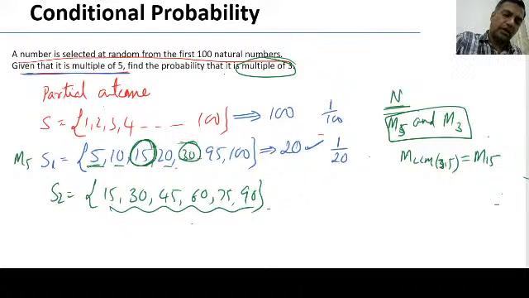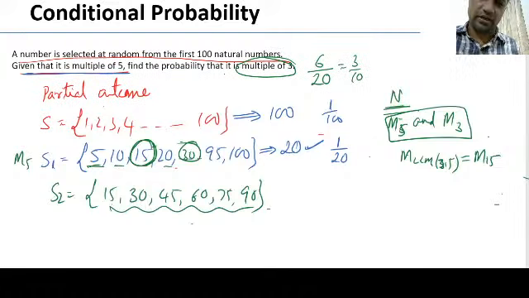How many are in your favor now? 6. Therefore, what is the required answer? 6 numbers out of 20 numbers are in my favor. 6 by 20 is my answer, which is nothing but 3 divided by 10. 30% of my numbers are in my favor. Okay, all of you understood. The point here is what? What is conditional probability?